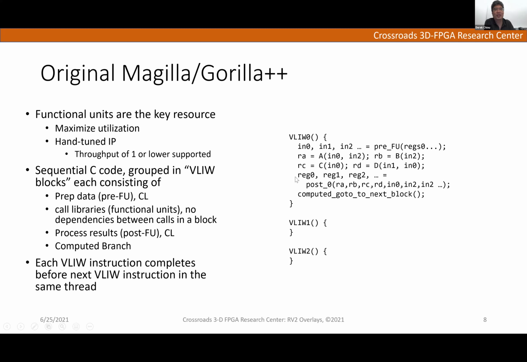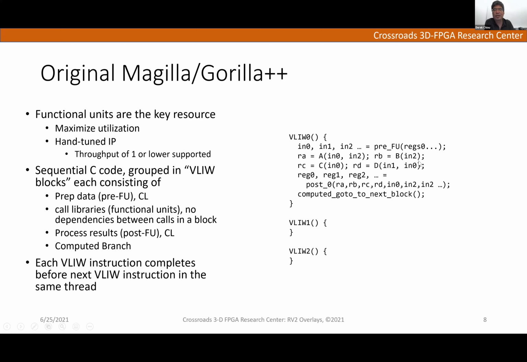And this is really just to simplify the hardware. Rather than trying to figure out the dependencies dynamically, we just assume there weren't any and that the programmer would take care of that. And then we process the results. We call that post-functional unit. It would be some combination of logic, and then a computed branch at the end.